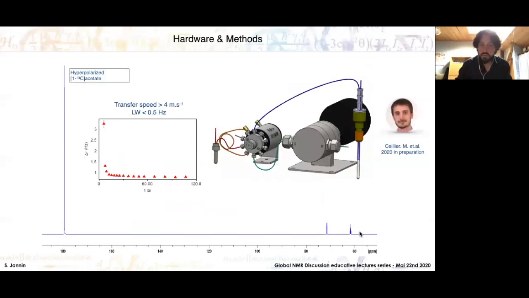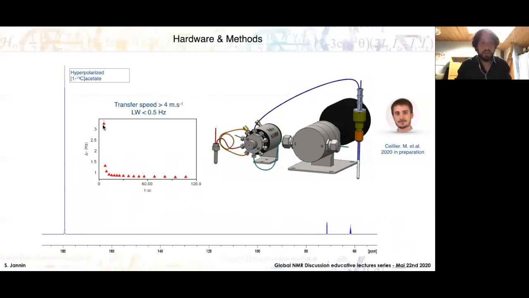So this is just one hyperpolarized spectrum that I show. It's acetate, so it's really a standard that we often use to check that the system is working. So it's C1 labeled acetate. You see here some of the glycerol, naturally abundant C13. So the enhancement is typically on the order of 10,000 or more.